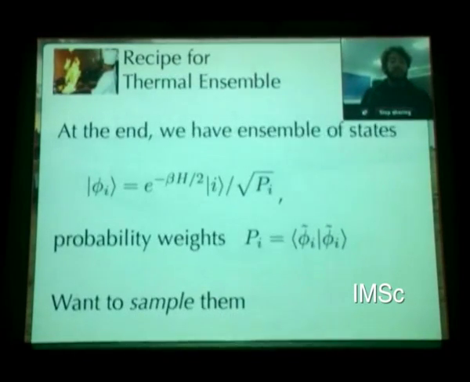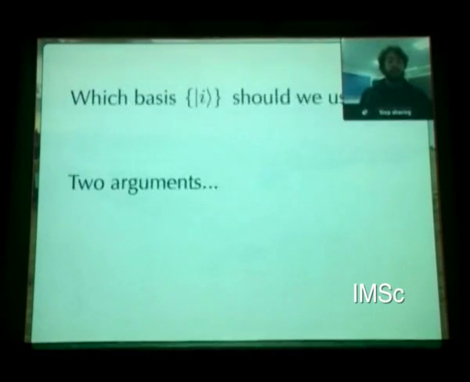So at the end, the idea is that you apply e to the minus beta H over 2 to your basis states i, you normalize them, and once you normalize them, that gives you p_i. It's easy to show that if you sum up the outer products of the phi i weighted with the p_i, it recovers the density matrix. So you've made one of these ensembles, and now you want to sample the phi i with the relative probability p_i. So you want to take a random walk in the space of the phi i's. And if you take expectation values, you're guaranteed to get the right thermal average.